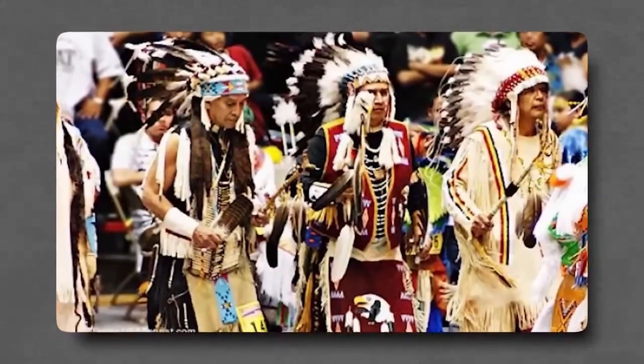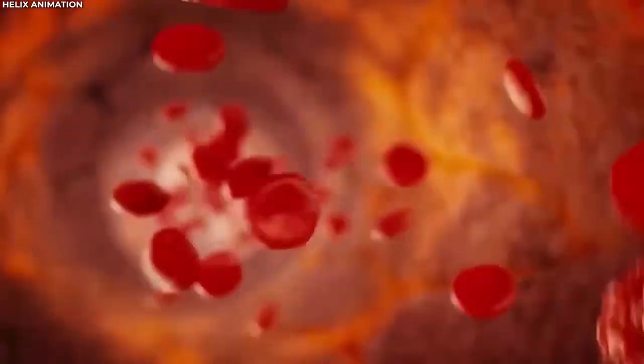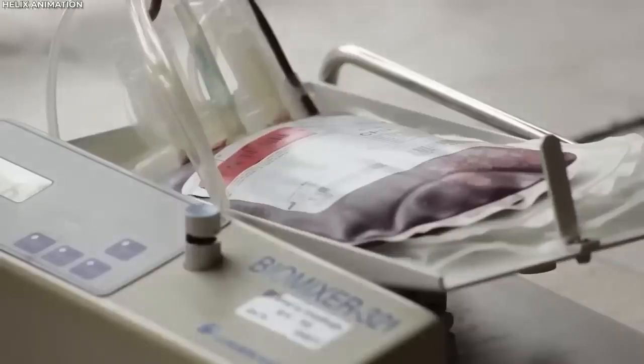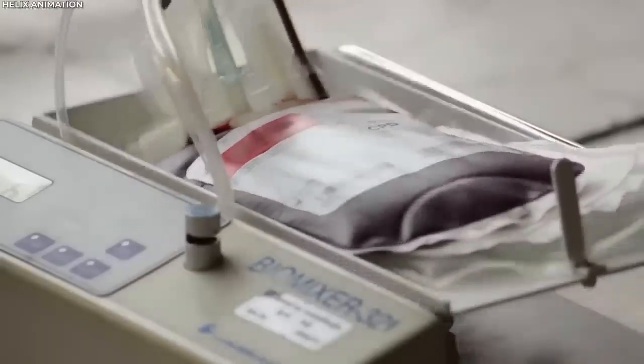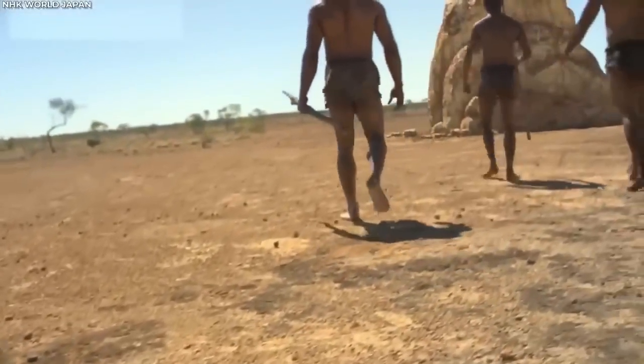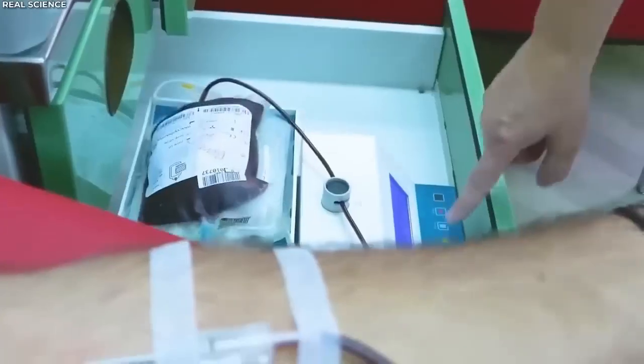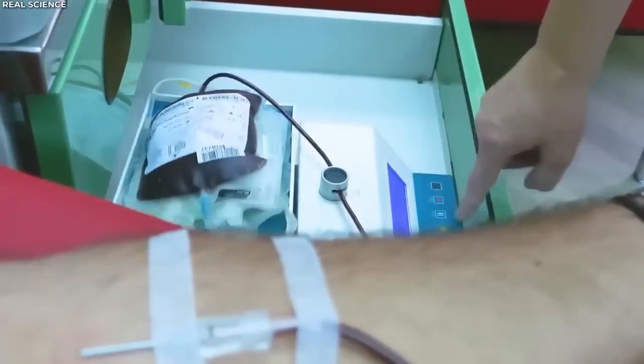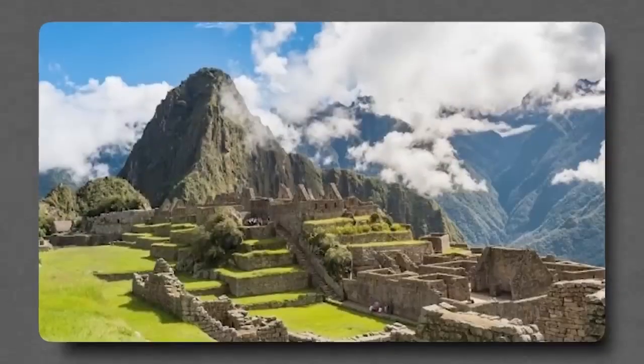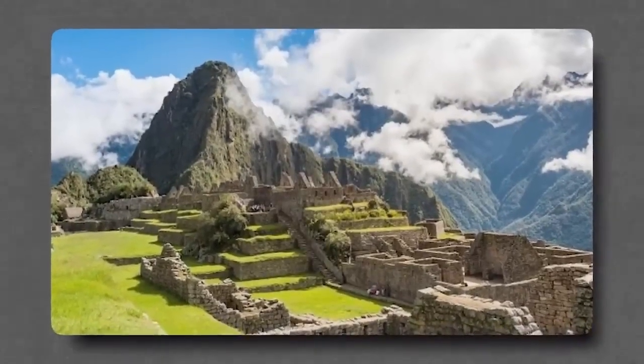What likely happened involves multiple processes working together. An initial founder population with relatively high type O frequency, then thousands of years of isolation, combined potentially with selective pressures from diseases present in the Americas that may have favored type O individuals. It's important to note that blood type is just one genetic marker among millions.